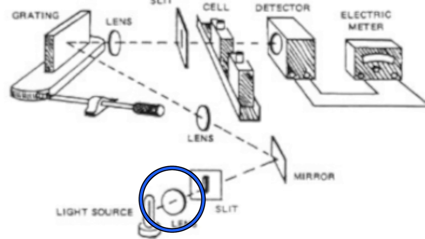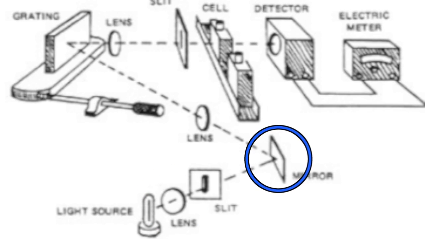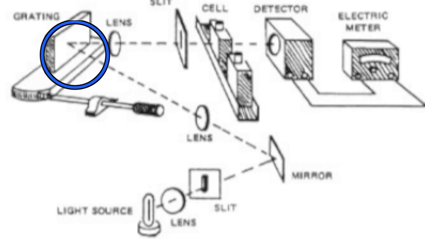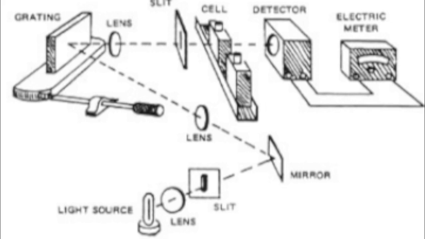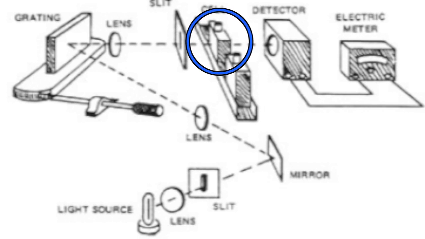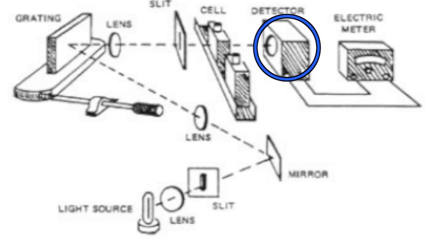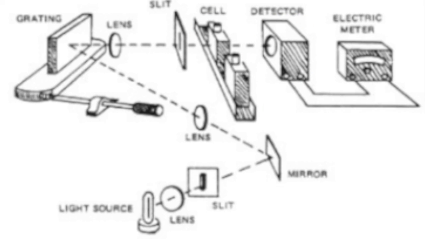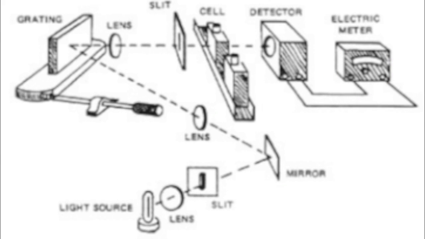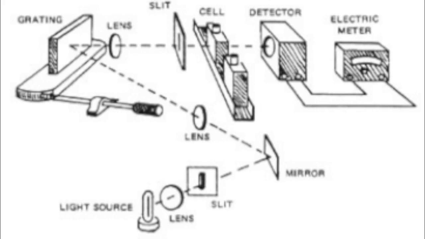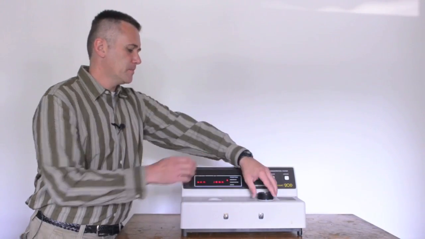First, the light source. In our case, this is a lamp. Light coming from the lamp is directed by a mirror to the grating. Here the grating will break the light into the individual wavelengths and then direct the light to the sample cell. The sample will absorb some of the light. The rest will go to the detector where it is detected. The signal coming from the detector is then converted by an electric meter into a useful signal, which in our case will be absorbance. Now that you've seen the schematic, let's take a look at the inside of this instrument.